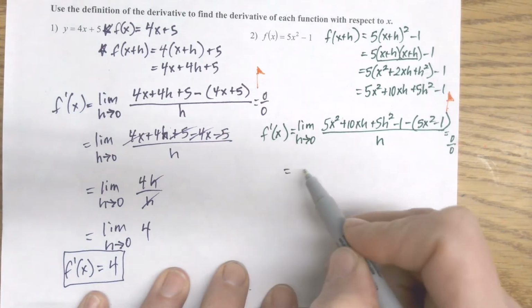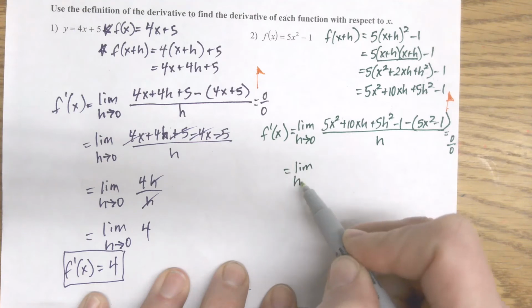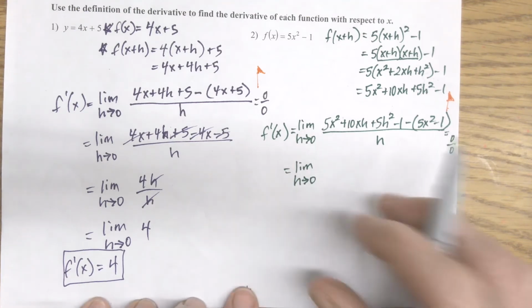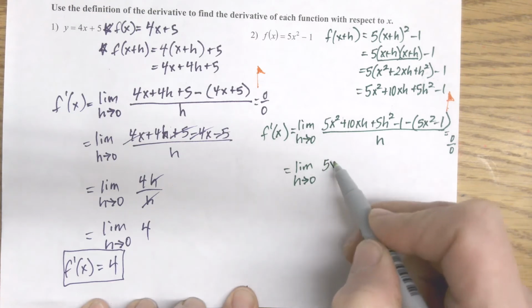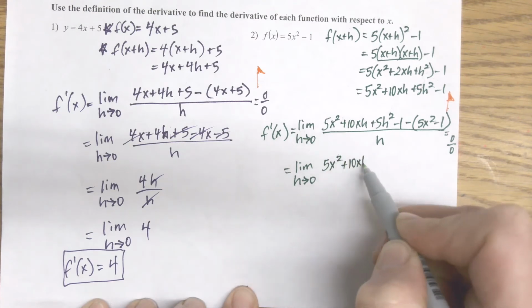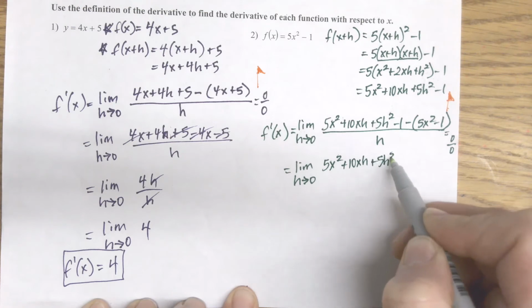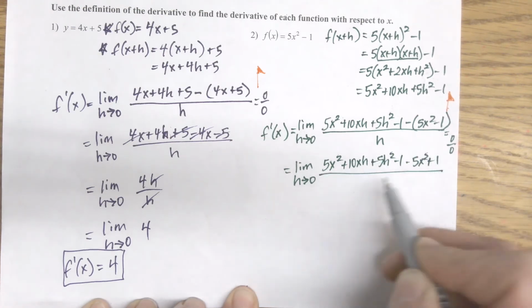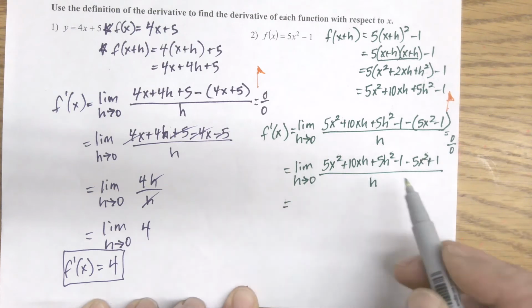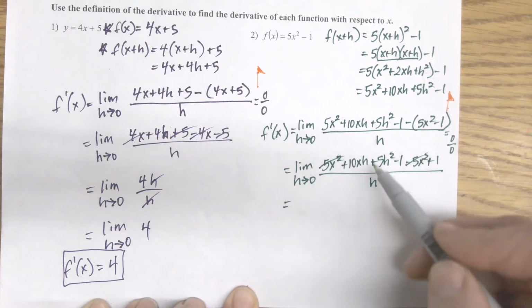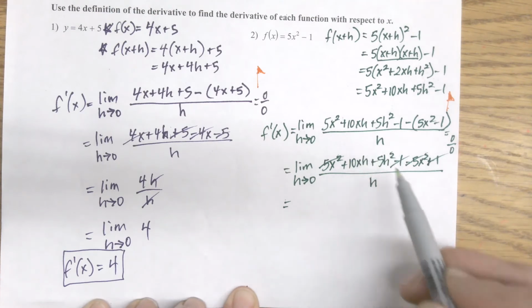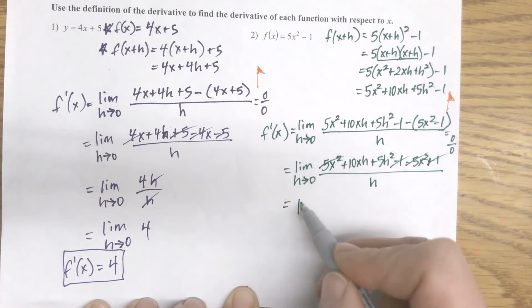As we do these definitions for the problems that we're doing, you're going to start to see some similarities that happen in the algebra. Things clean up pretty quickly. I get 5x squared plus 10xh plus 5h squared minus 1 minus 5x squared plus 1, all over h. So the 5x squareds cancel out, the 1 cancels out. You know you're doing this correctly if you only have terms with h left in it.